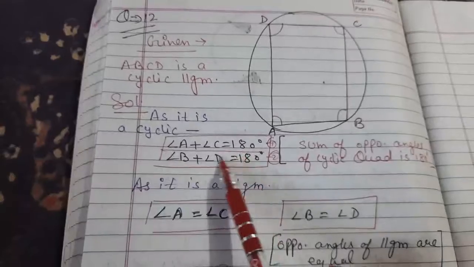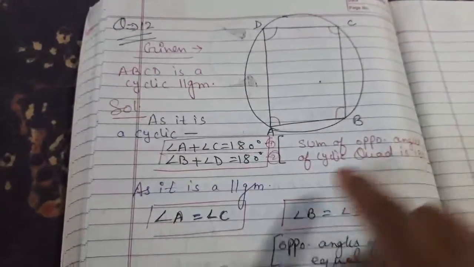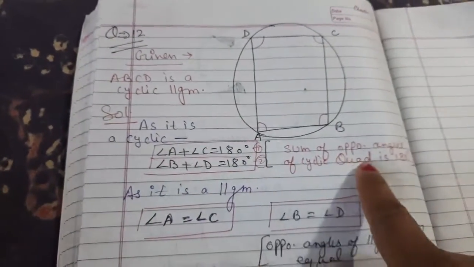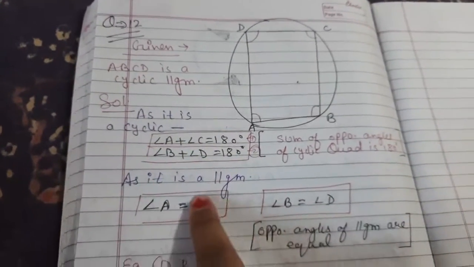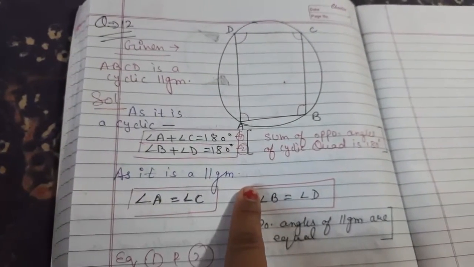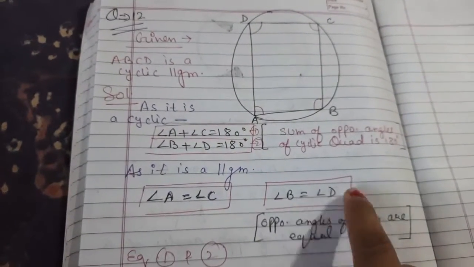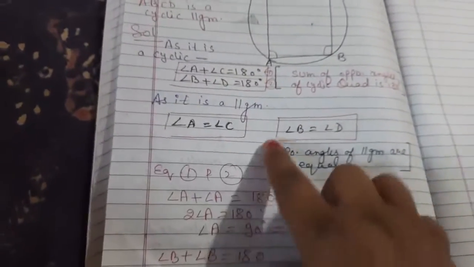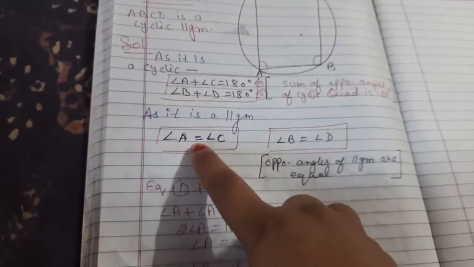And as it is cyclic, angle A plus angle C is equal to 180 degrees, angle B plus angle D is equal to 180 degrees. The sum of opposite angles of a cyclic quadrilateral is 180 degrees. And as it is given that it is a parallelogram also, angle A is equal to angle C, angle B is equal to angle D. Opposite angles of a parallelogram are equal. So by equations 1, 2, 3 and 4, A is equal to C.